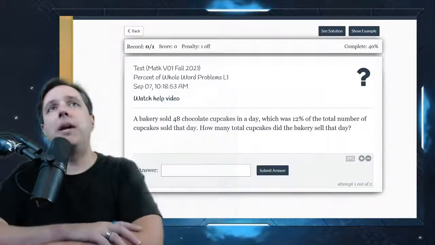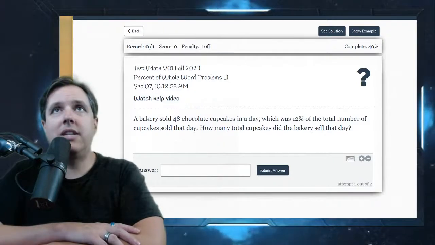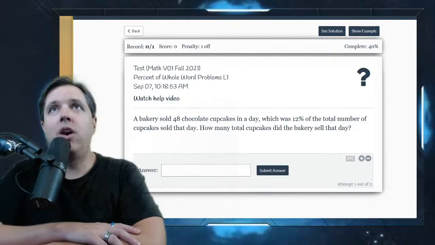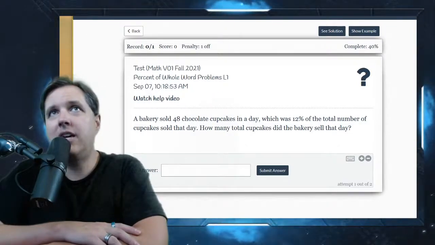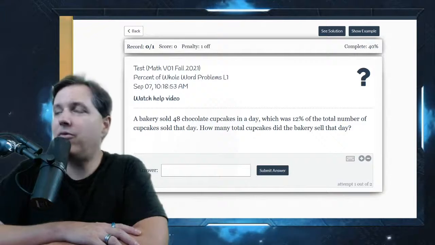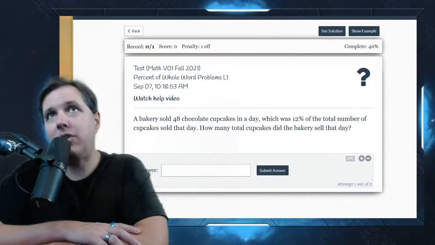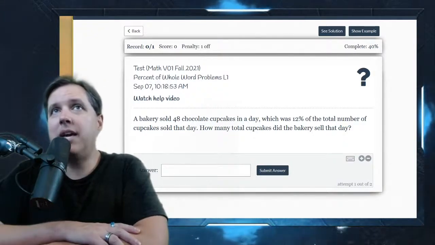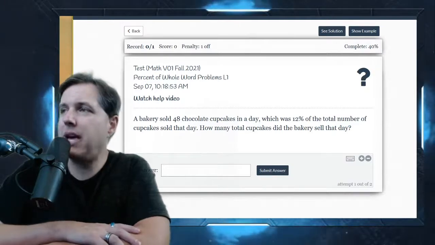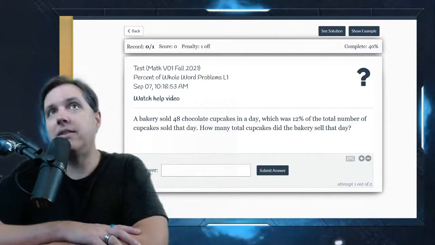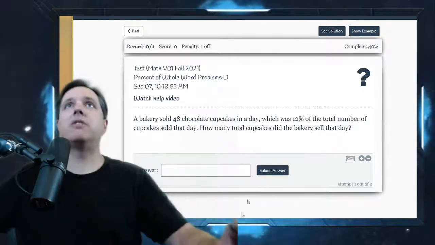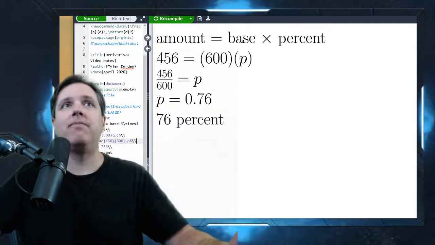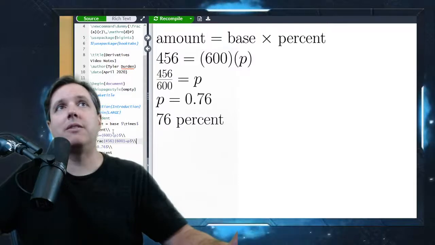Okay, here we go. A bakery sold 48 chocolate cupcakes in a day, which was 12% of the total number of cupcakes sold that day. So it's telling me 12% is equal to 48 cupcakes. That makes me think 48 cupcakes is my amount. How many total cupcakes did the bakery sell? Oh, total cupcakes. That makes me think of base. So the thing we're trying to figure out is the base. Okay, so we just go back to that same formula.